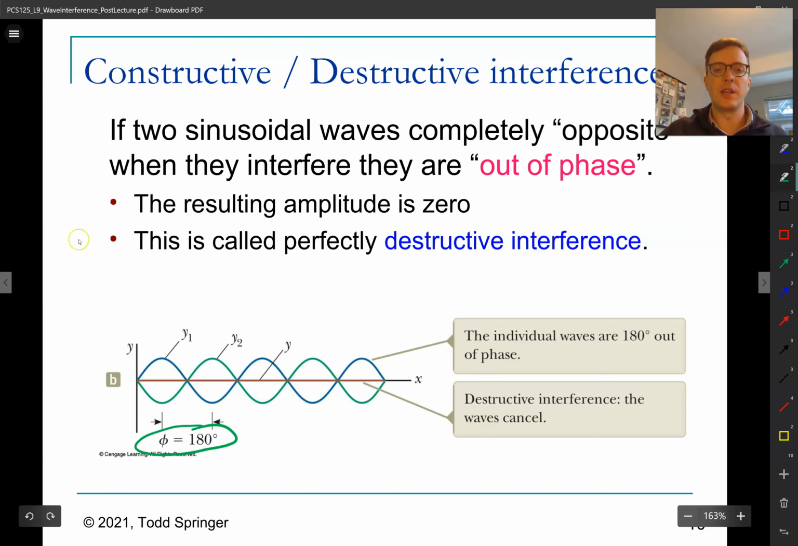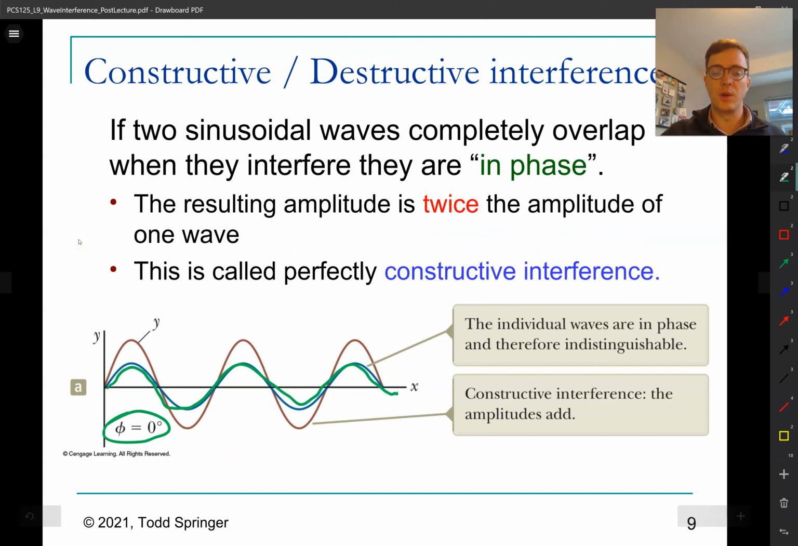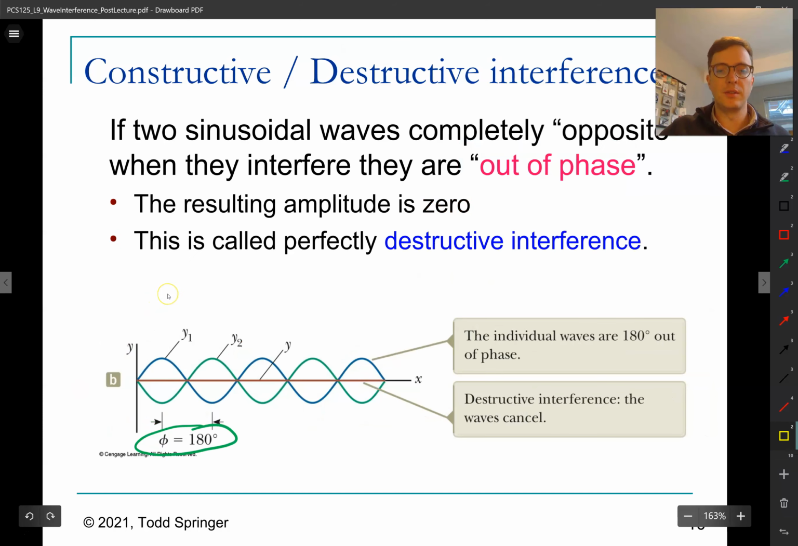So you have these special cases. Constructive interference, that's where the two waves are in phase. They totally overlap and add up. And then where they're completely out of phase, they're canceling each other out, and this is called destructive interference.